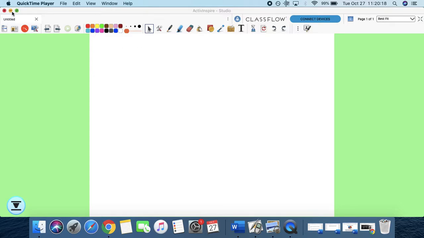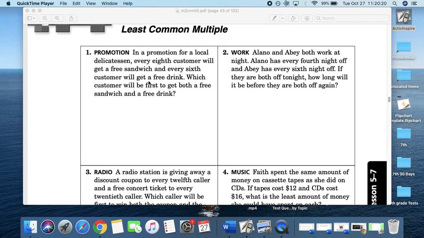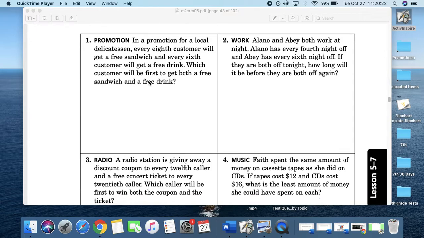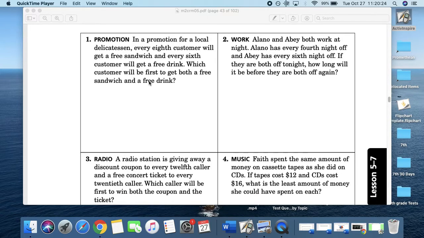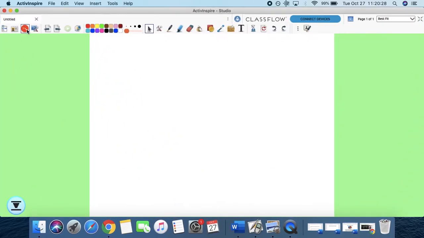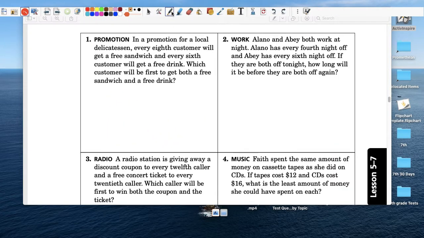So I'm going to do those 6 little problems. Okay. So least common multiple and a promotion for local deli. In a promotion for a local deli, every 8th customer will get a free sandwich, and every 6th customer will get a free drink. Which customer will be the first to get both a free drink and a free sandwich?